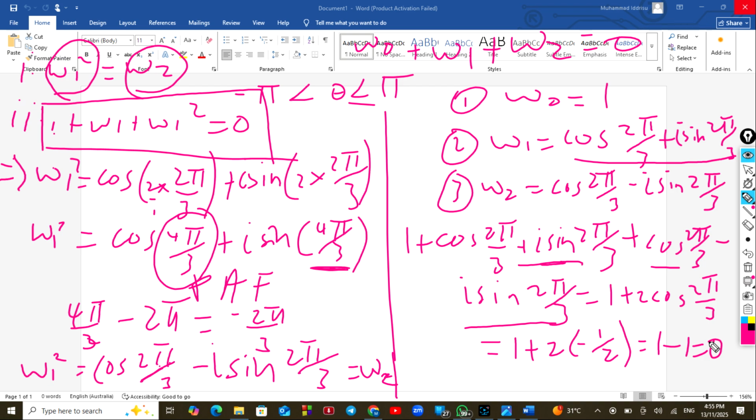So we've shown that if we add 1 plus W1 plus W1 square, in other words W0 plus W1 plus W2, we will get 0. This is actually a property of the nth roots of a complex number: if you add all the roots of a complex number, you get 0. We've been asked to check that property, and we've shown that it is actually true.